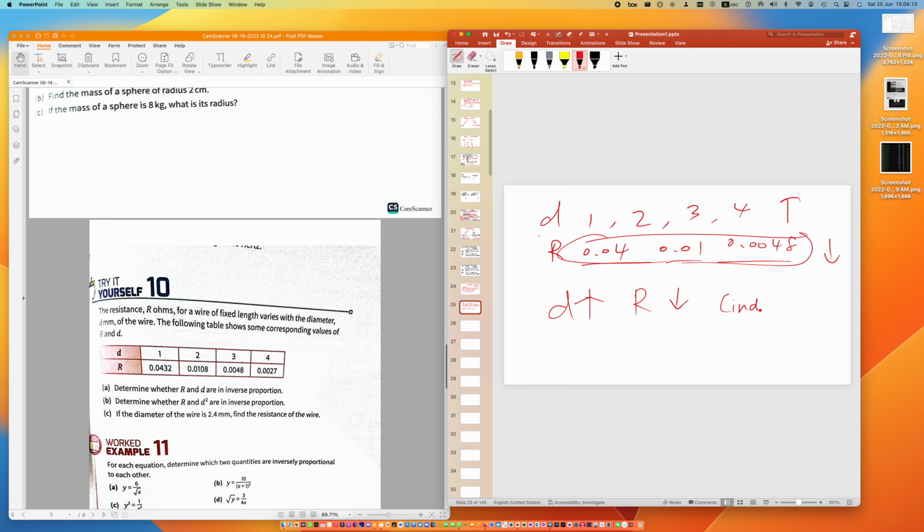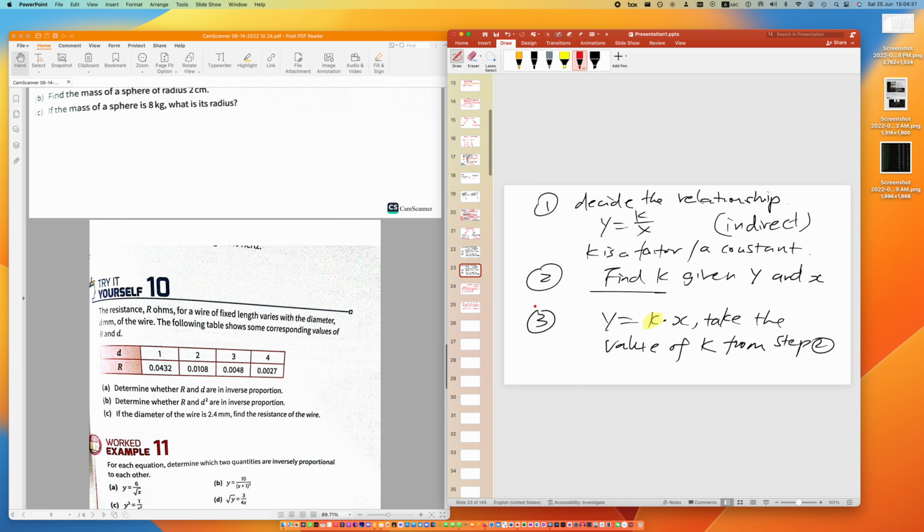Very good. So which one and which one has an indirect relationship in this case? Just now it was y and x. In this case, D and R. Very good. So can you do this question now, by following this? Can you see the question properly? Okay, good. Don't tell me you don't even know how to. Just pick it up.